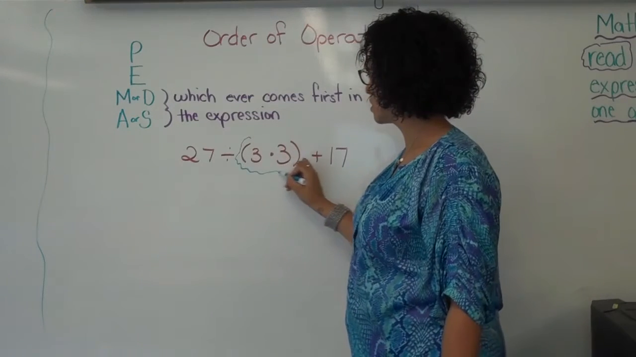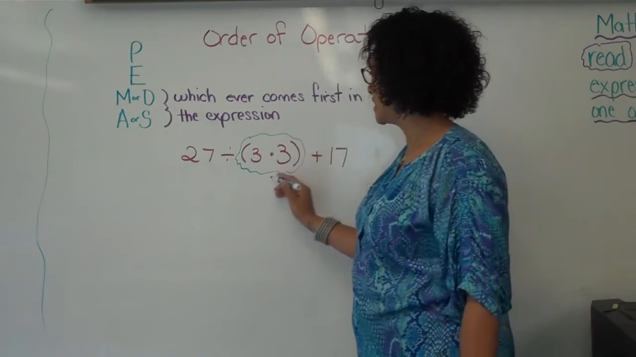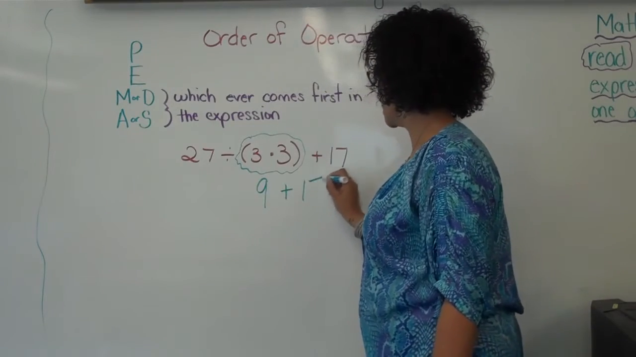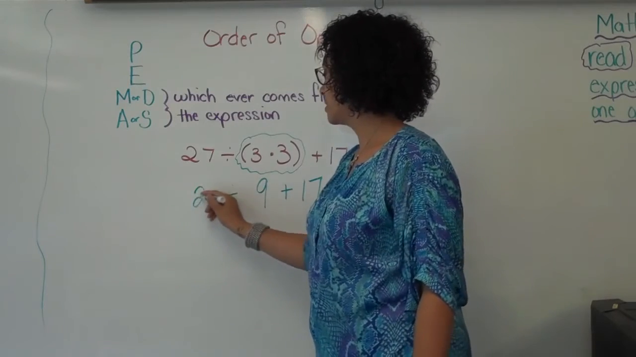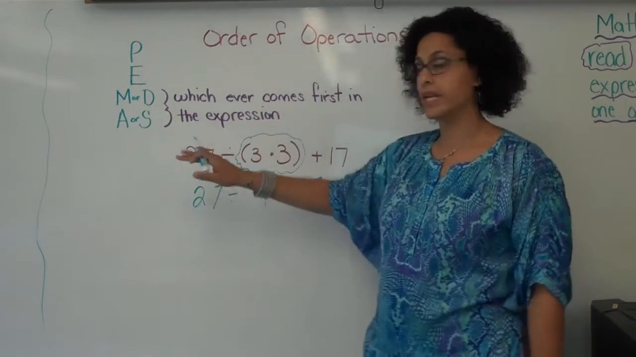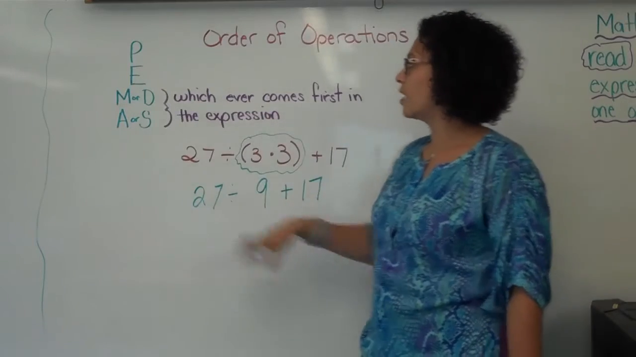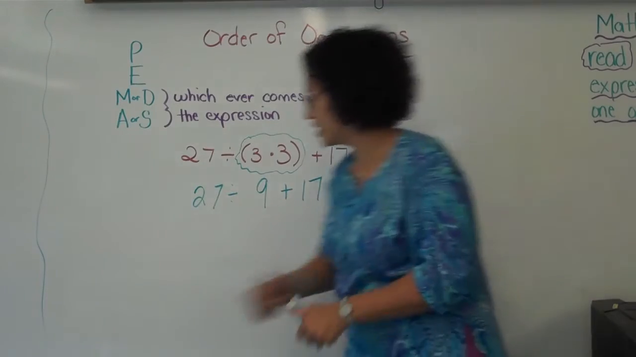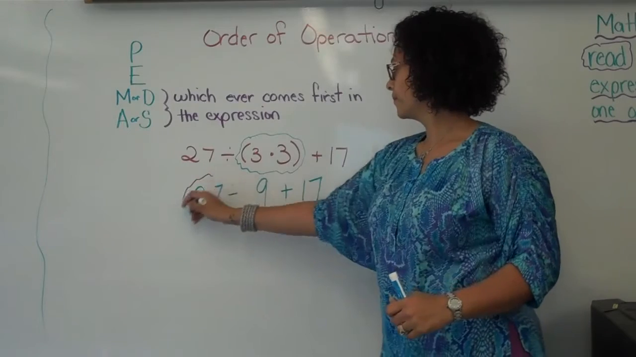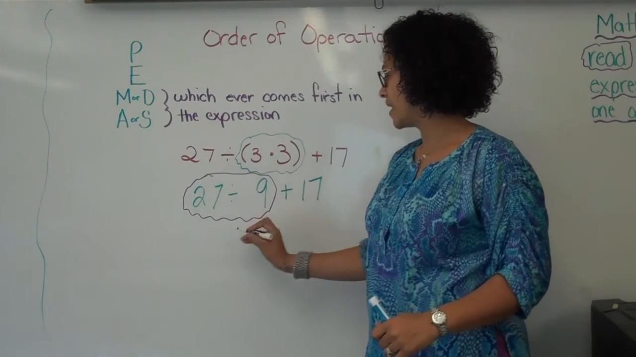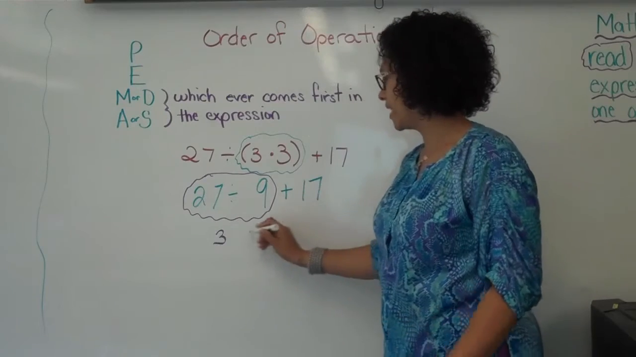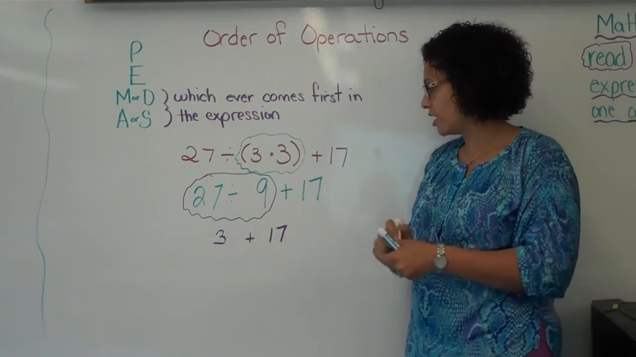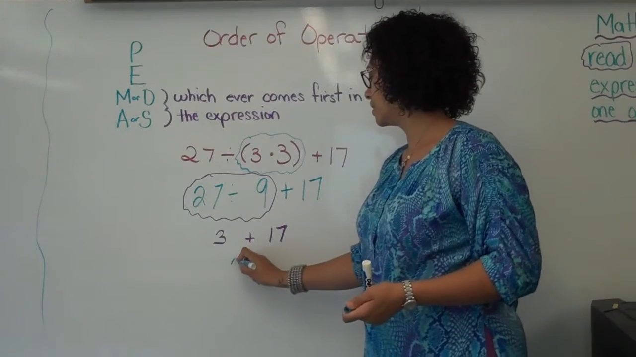So I'm going to just circle it so that I know this is what I'm doing. 3 times 3 is 9. Everything else gets pulled down. Plus 17, divided by 27. All right, now I'm going to go down my list. We did the P. Do I have any exponents? No. Multiplication or division? Yes. I only have division, so I'm going to do my division next. 27 divided by 9 is 3. Everything else gets pulled down. So now I'm left with only one thing, and that is this addition, 3 plus 17, which equals 20.